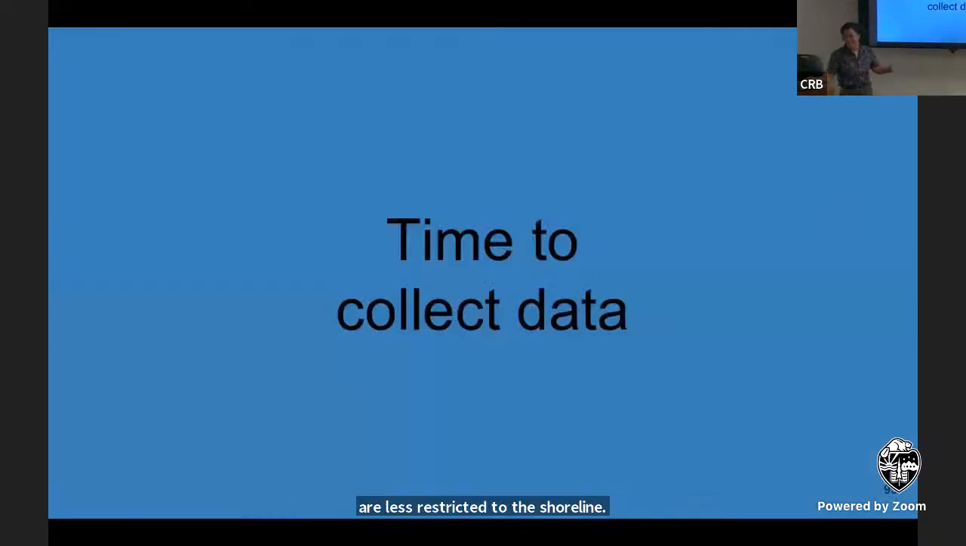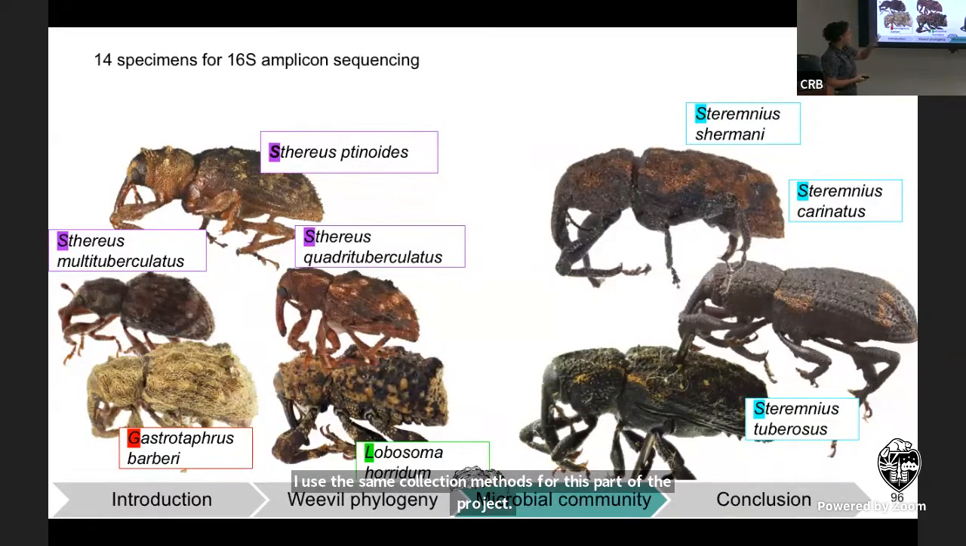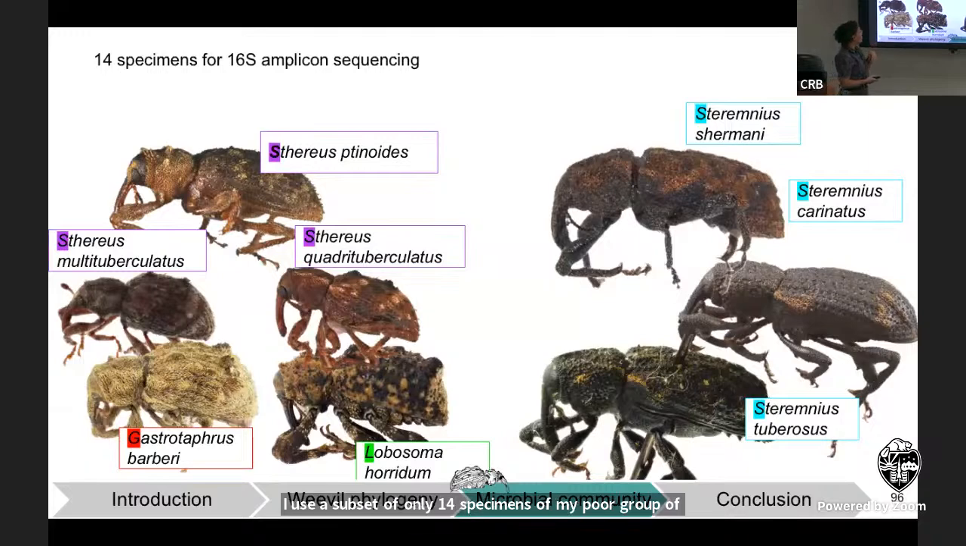Time to collect data. So I used the same collection methods for this part of the project. I used a subset of only 14 specimens of my core group of Gastrotrappus, Sterias, Lobosoma, and Stromnius, and used those for 16S amplicon sequencing.